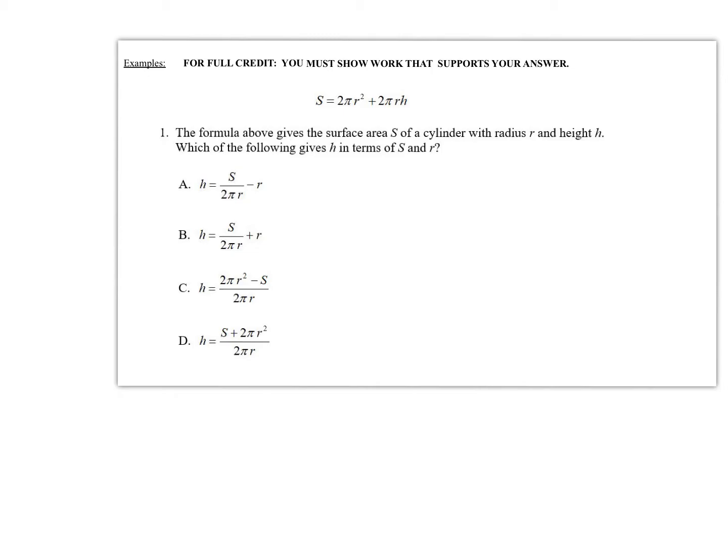So what we're trying to do is we're trying to get this h right here all by itself. Okay? So first thing we need to do is we're trying to get that piece alone. So we're trying to get all the other garbage away from it. So the first thing we need to do is let's minus the 2 pi r squared.